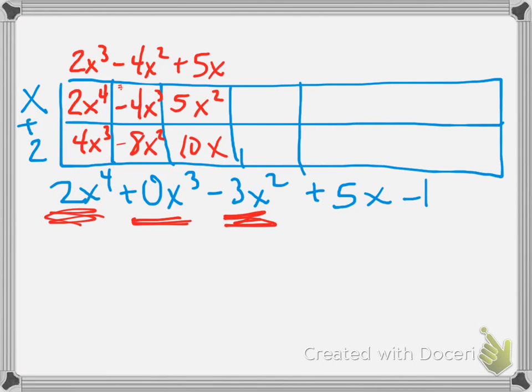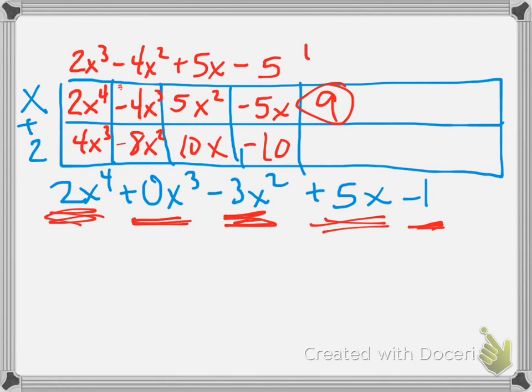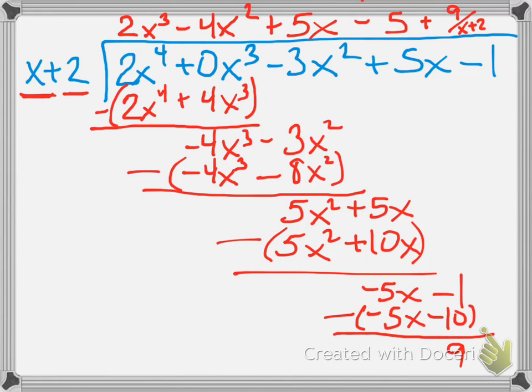But I only have 5x's total, so I'm going to need a negative 5x up here to combine with the 10x to make the 5x that's out over here. And then I'm going to have to multiply x by negative 5 to make the negative 5x. Multiply the negative 5 times the 2 to get a negative 10 down here. And, well, I only have negative 1 down here, which means I'm going to need a 9. And that leaves me with the negative 1, and there's my remainder. And so I take that remainder and I put plus 9 over x plus 2, and I get the exact same answer that we got over here.